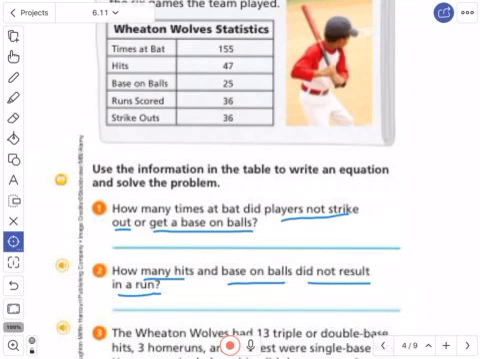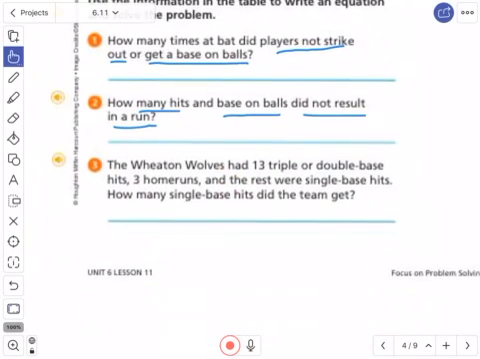So what do I have to figure out first, though? Because they had a bunch of hits, they had a bunch of base on balls, but not every single one of those scored. And I can tell because 47 plus 25 is more than, if you were listening really carefully, I even gave a hint of what you're going to do for this problem. Okay, it's more than 36. Okay, come back for that one.